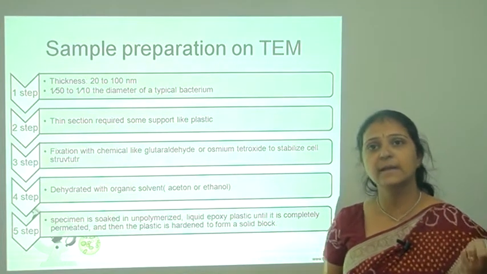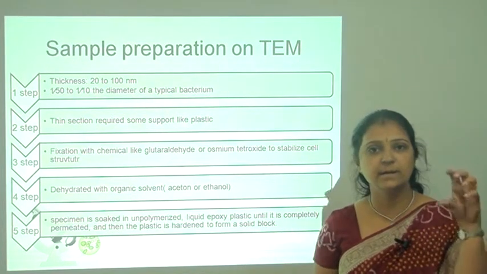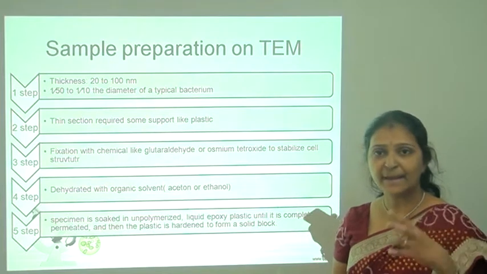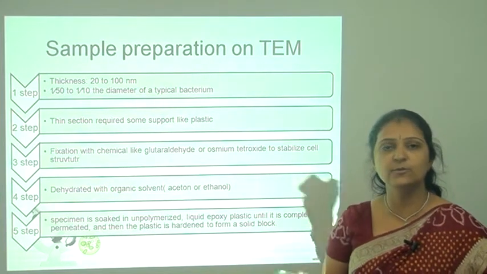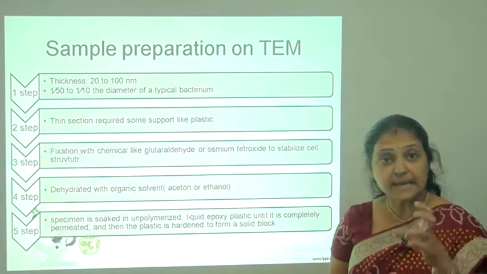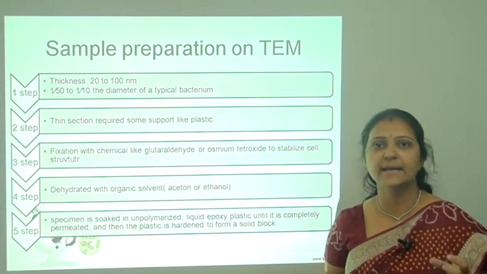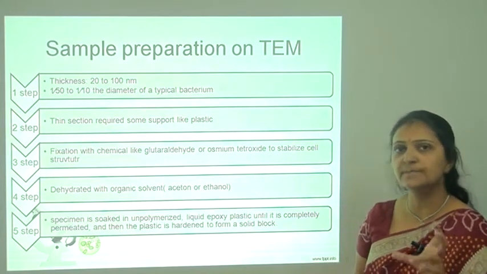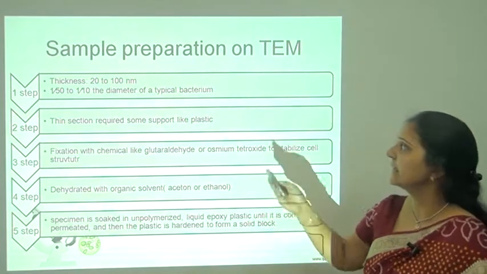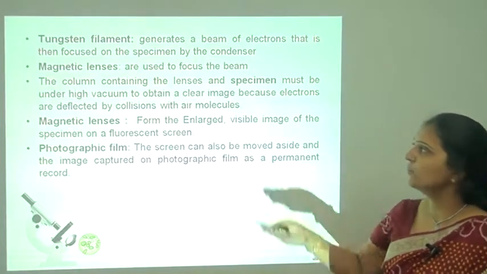We can take the sample and make slices by keeping the sample in paraffin, and we can make thin slices by the use of microtomy. This thin slice can be taken onto the slide, and this slide can be stained, and we can view this object by transmission electron microscopy.